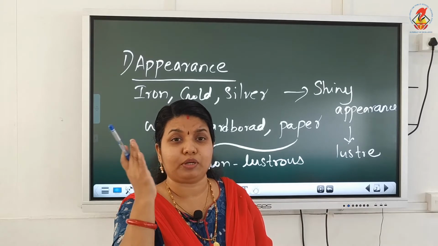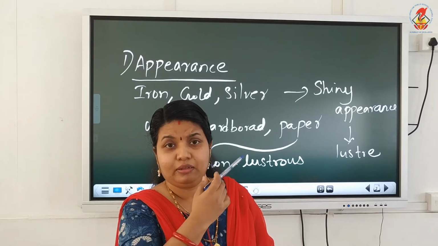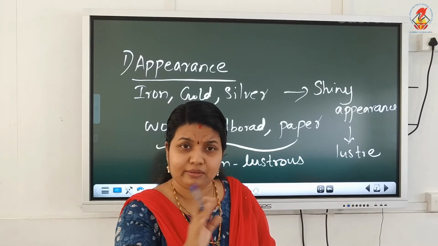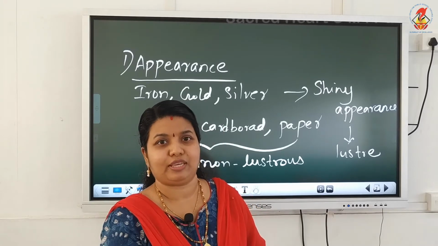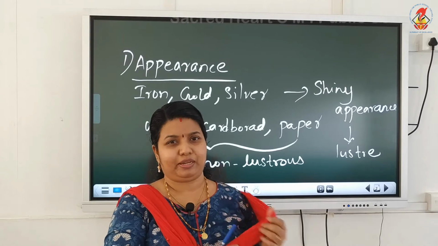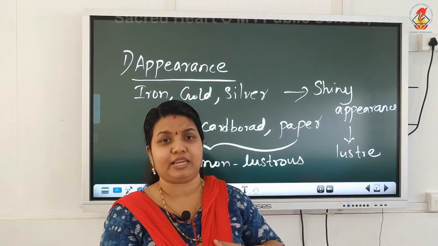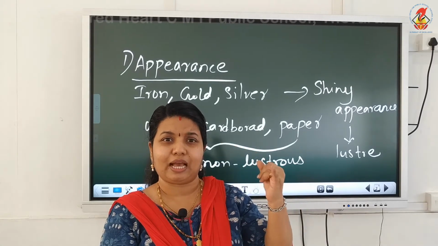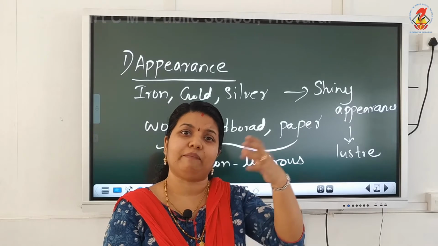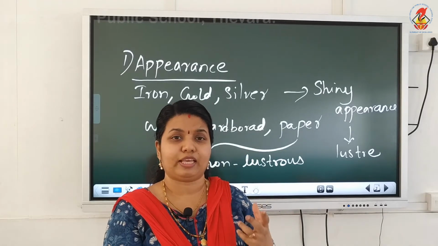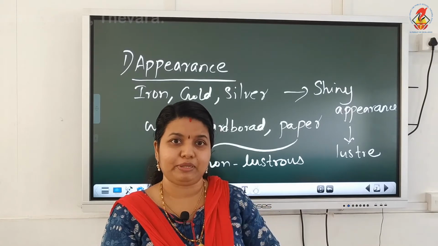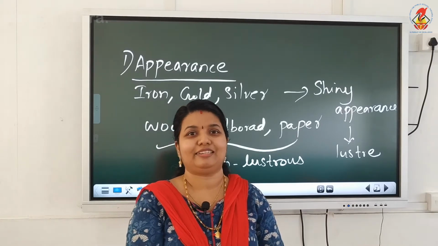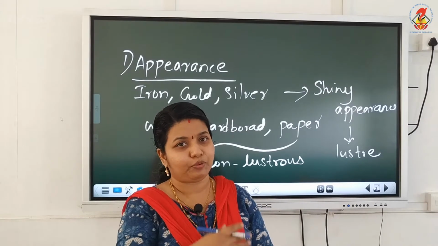If you are not able to cut this iron, gold, silver, etc., the surface of these metals can be rubbed with a sandpaper. Then also you can see the shiny appearance. Gold and silver are definitely shiny in appearance, but metals like iron, copper, aluminium, etc., on long exposure to air, lose that shiny surface. So you can just rub it with a sandpaper and you can see that shiny appearance. I hope you understood this.